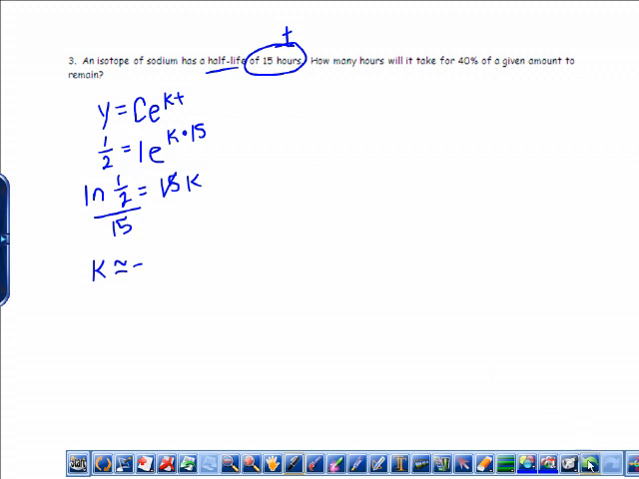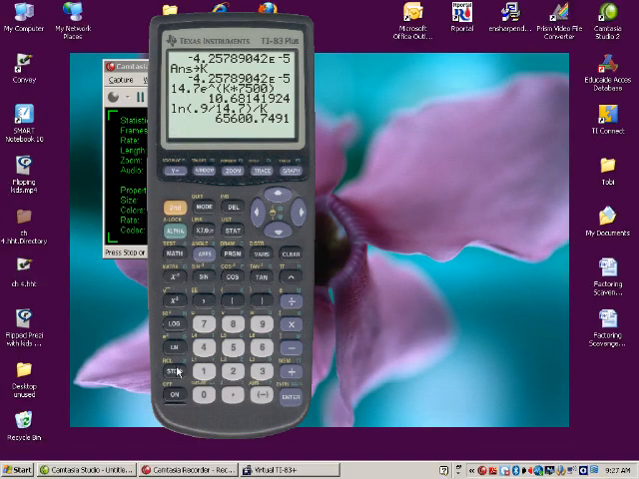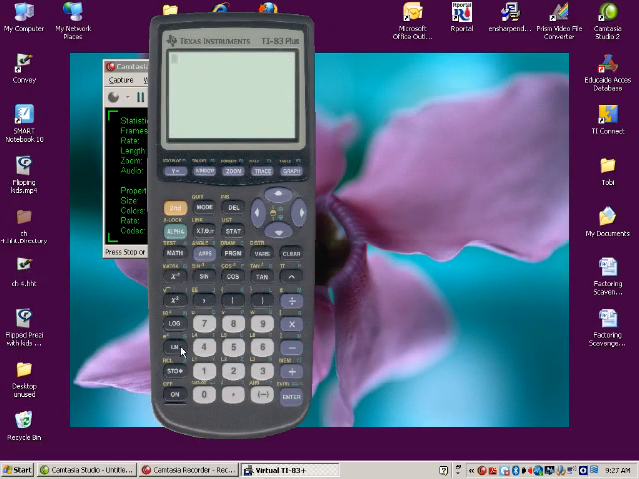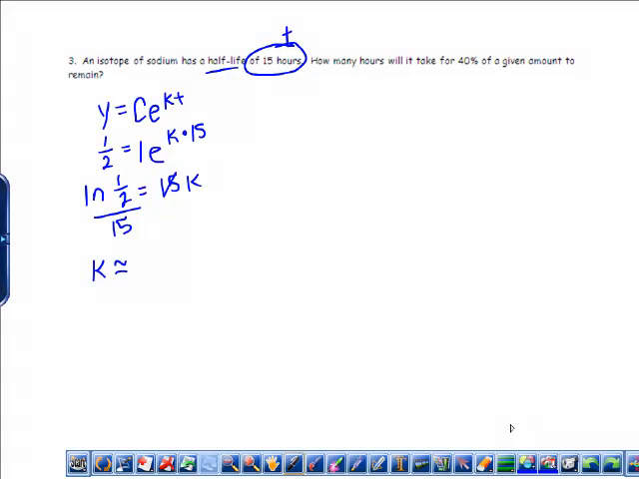If you want to memorize this, you can, but it's important that you know how it works. That way, if you forget the steps, you can just go through and do them. I know in chemistry you probably just memorized this formula, but now you know why it works. Okay, so here we get negative 0.0462 for our K value, and this is specific to this element. It doesn't work for every element.